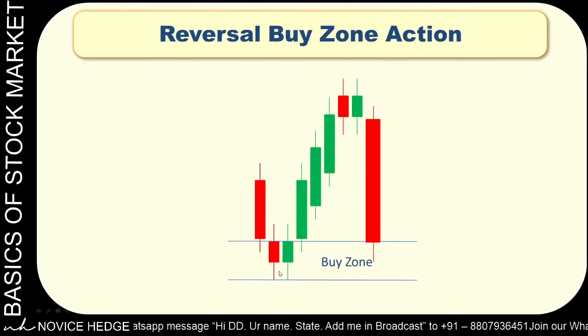Within the price range. Why do we define this as a price range? In the earlier slide I said one thing: the institutions will always buy at a price range. So that's very important. Now see what happens.